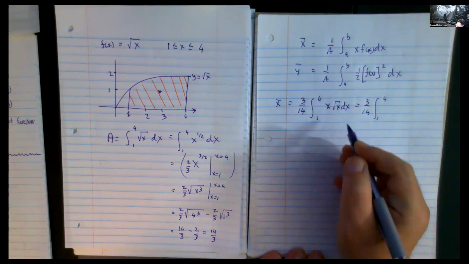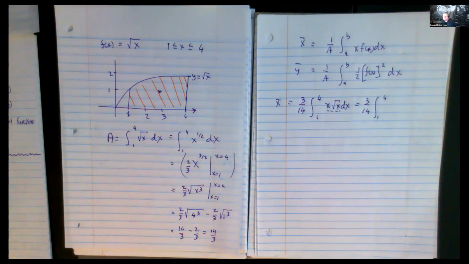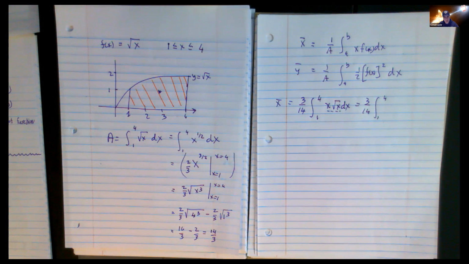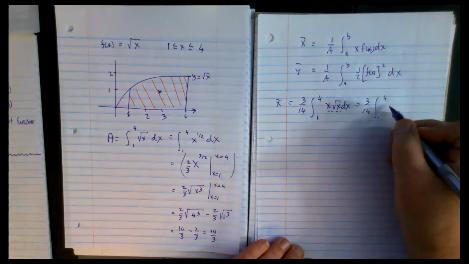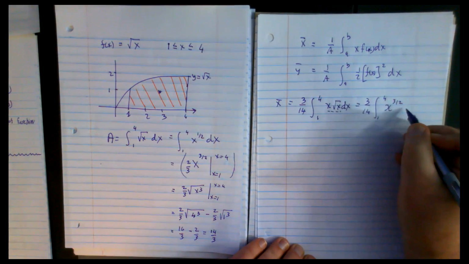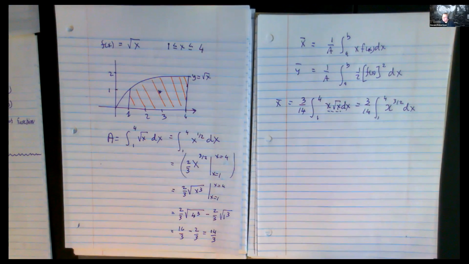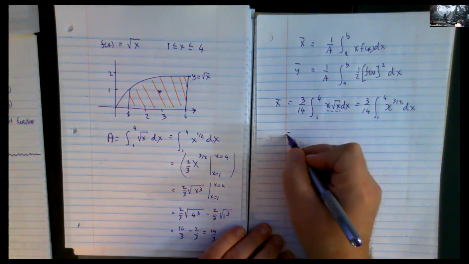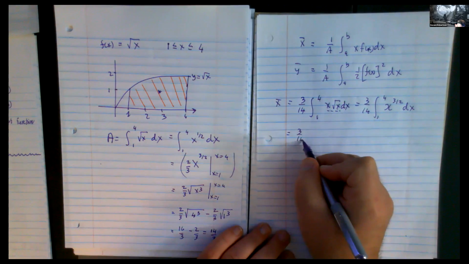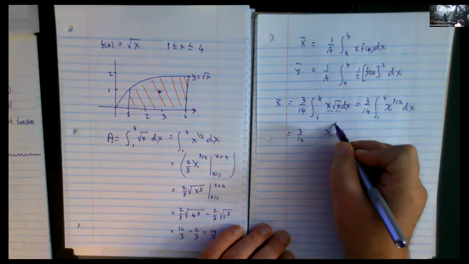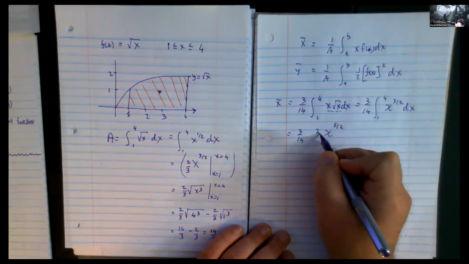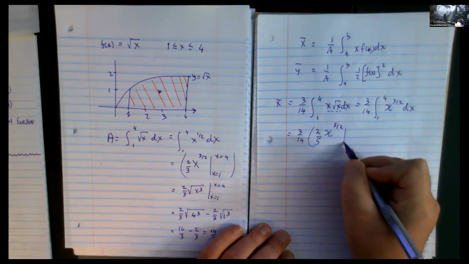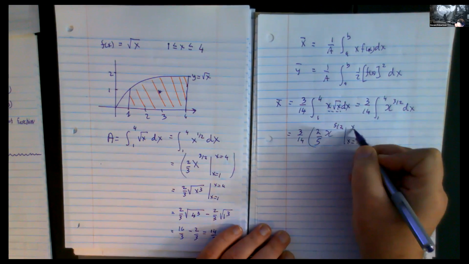Can someone tell me how to deal with that? How to deal with x square root of x? Combine the x's. And if I do that as a fraction, are you happy about 3/2 in one go? So that means we can now do the power rule. Add 1 to the power, divide by the new power, evaluate it at 1 and at 4.